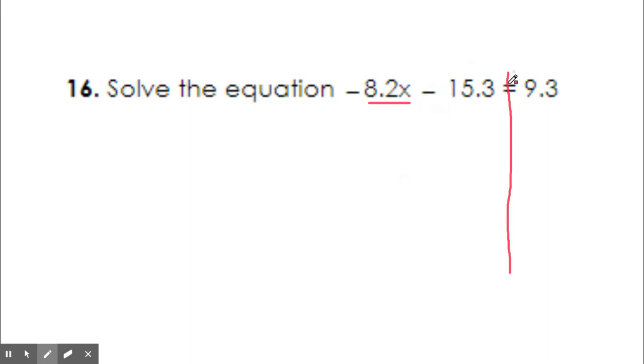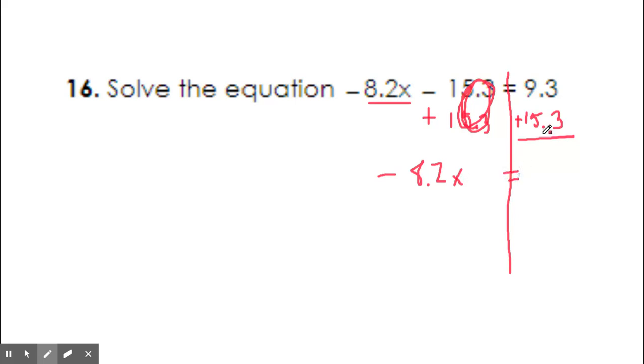So right here, I have a subtraction of 15.3. To undo that, I'm going to do the opposite action, so I'm going to add 15.3. Whatever I do to one side, I must do the other, so plus 15.3. That zeroes that out. I still have negative 8.2x. And I need to work this part out.